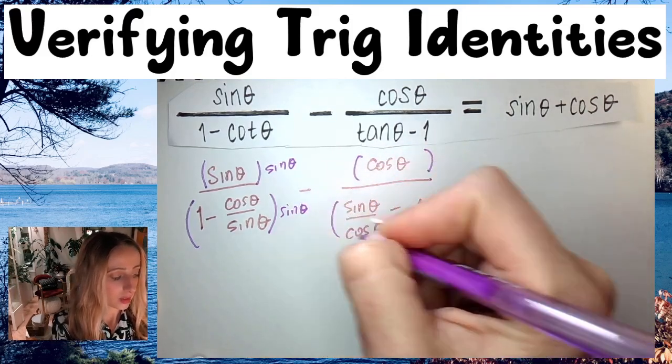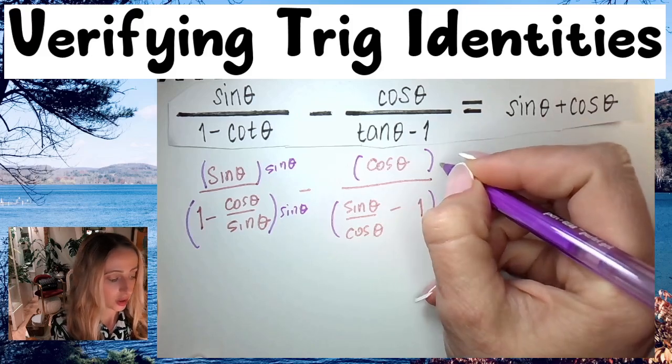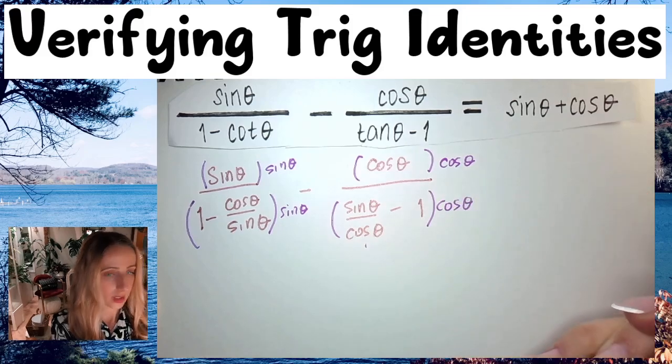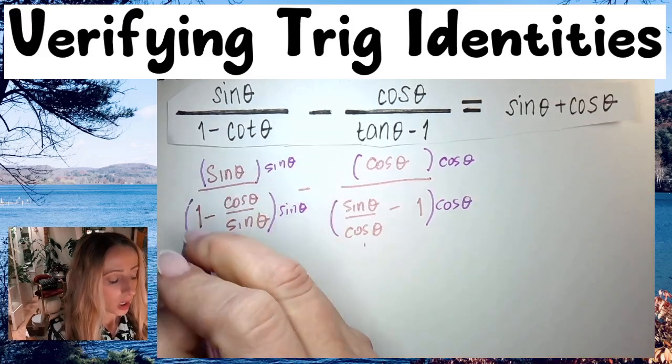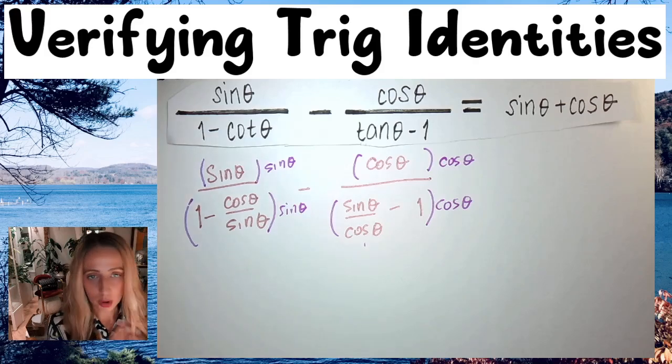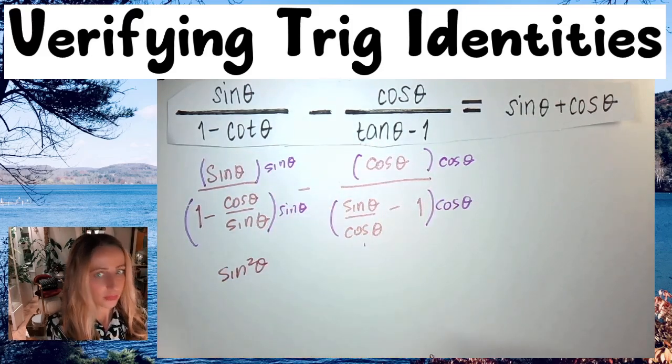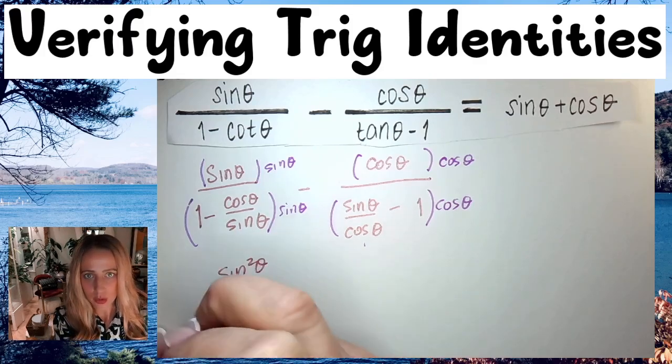What's my lowest common denominator on this fraction? That would be cosine theta. So I multiply by cosine theta on top, on bottom. Now, when I multiply it through, distribute it in, I'm going to reduce as I go. Okay, sine times sine, sine squared theta. There's that sine squared I already mentioned for the difference of two squares, right?